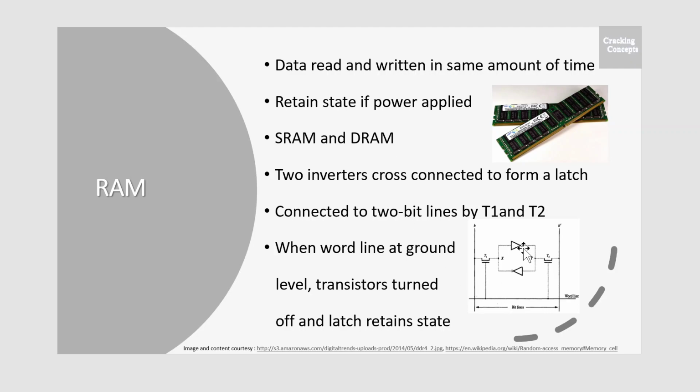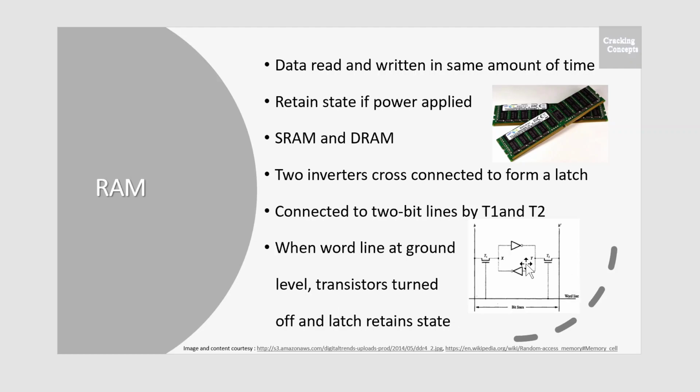Figure illustrates how a static RAM cell may be implemented. Two inverters are cross-connected to form a latch. The latch is connected to two bit lines B and B' by transistors T1 and T2. These transistors act as switches that can be opened or closed under the control of the word line. When the word line is at the ground level, the transistors are turned off and the latch retains its state.